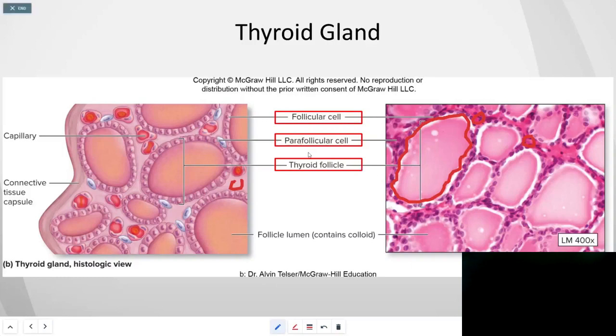And then over here, showing you some of the other cells, we have the parafollicular cells shown here. This is the one in blue. They're in between the follicles, sandwiched between the big globules. And the big round circles are the thyroid follicles. These are called the colloids. The colloids are a mixture of protein and iodine.